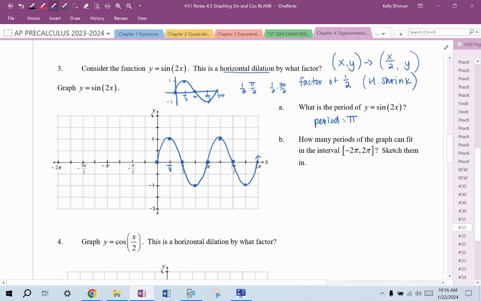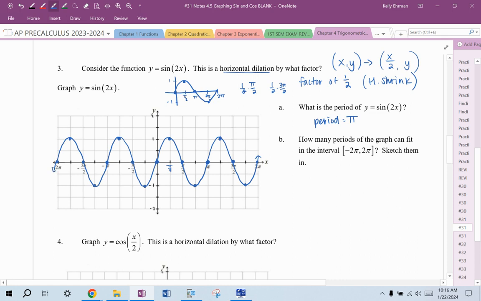Let's continue it in the negative direction. So -1, 0, 1, 0, -1, 0, 1, 0. So that was just 2 periods. And it all connects back up to each other.